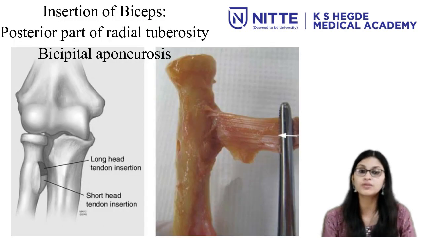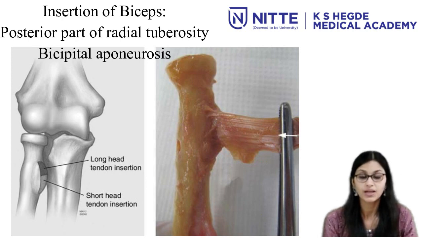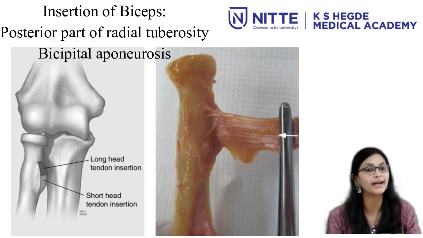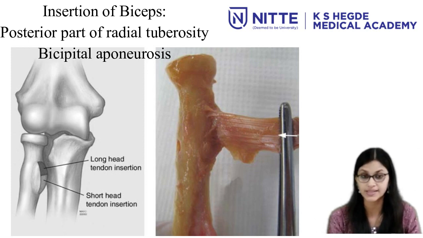Insertion. Both the short and long heads unite to form a single muscle. Then it forms a tendon that passes across the cubital fossa as a content of it. But this tendon twists so that the anterior surface becomes the lateral surface and the posterior surface becomes medial. The tendon is inserted to the posterior part of the radial tuberosity, where a bursa is present, separating it from the bone.